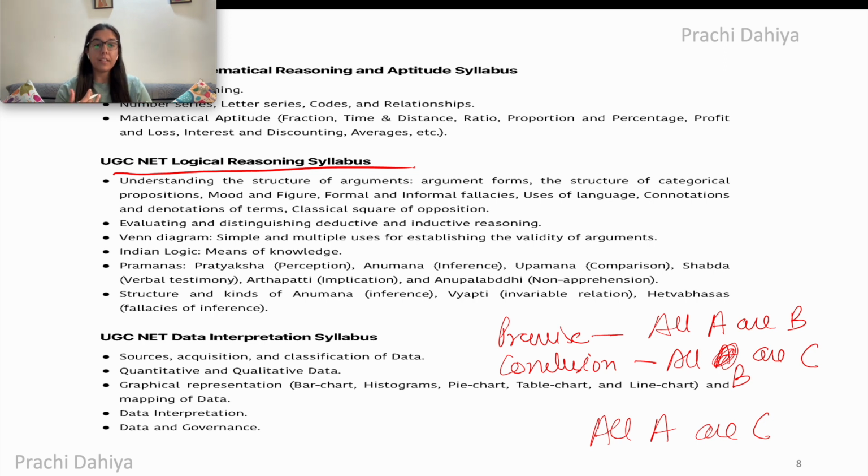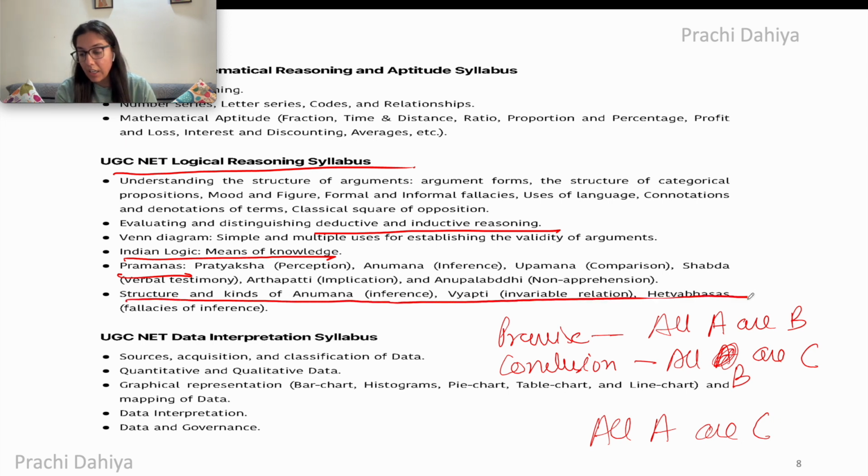Then there will be assertion and reasoning type questions in this also. Moreover, you will find some deductive and inductive reasoning questions. There will be Indian logic, then pramanas. These are very frequently asked. Not just one question, even 2 questions on just this topic can be asked to you. So please prepare properly for this. Then the structure and kinds of anumana, vyapti, hetvabhasas, all that will come to you. Many questions from the last 2-3 years have been asked on this, so please prepare this properly.